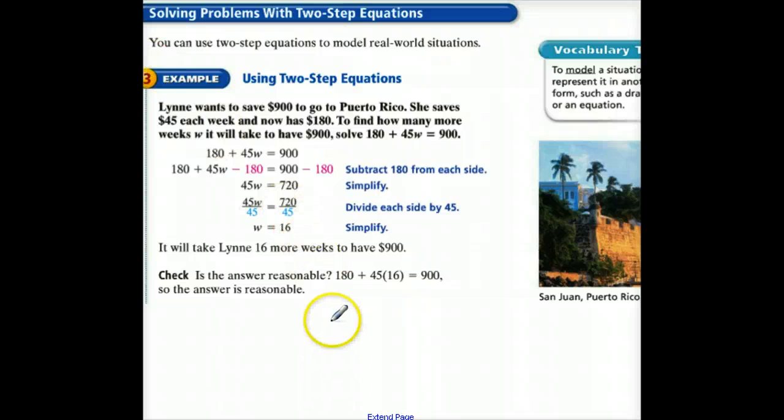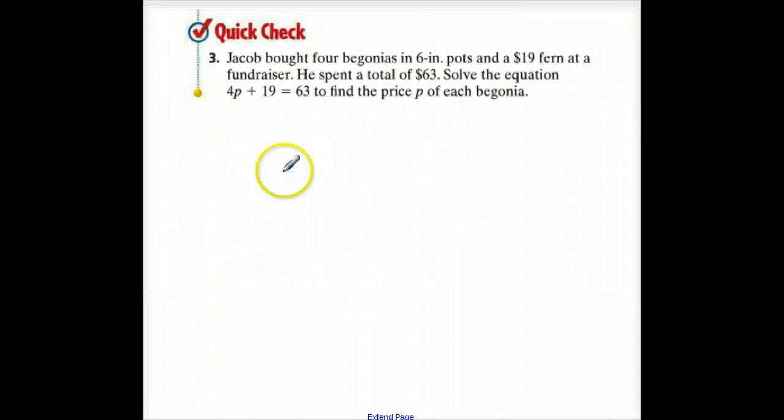Alright, third problem is just using these multi-step or two-step equations in a real-world problem. This one's been done for us. I'm going to go to the second example. Jacob bought 4 begonias in 6-inch pots and a $19 fern at a fundraiser. He spent a total of $63. Solve the equation 4p plus 19 equals 63 to find the price of each begonia.